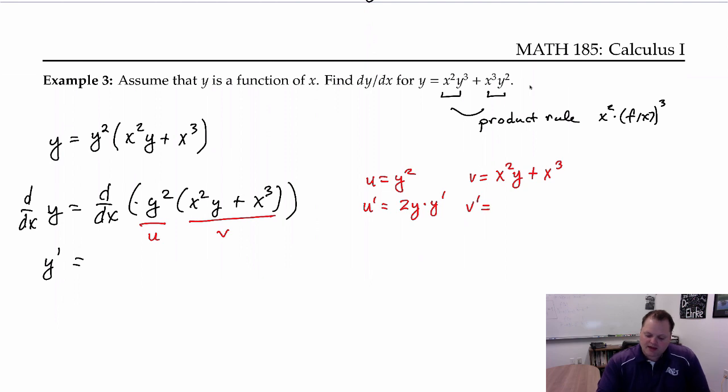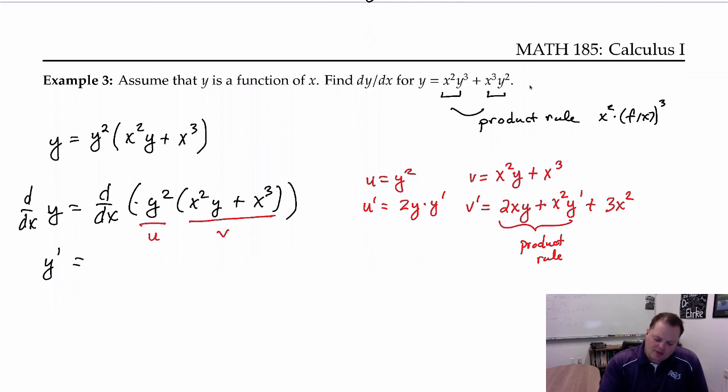Similarly, if you look at v, if v is x squared y plus x cubed, then the derivative of that is, well, I've got a little bit of a product rule here. I've got 2xy plus x squared y prime. Notice this is product rule. So I couldn't really get away from doing product rule twice, but this is how I'm going to handle it. And then the derivative of x cubed, don't forget that, is 3x squared.